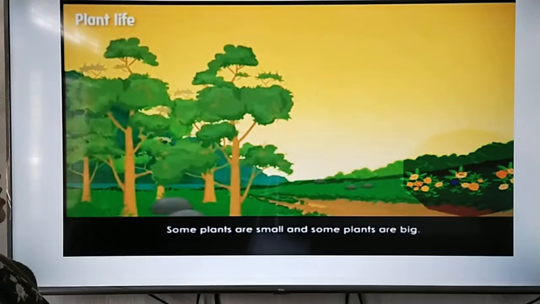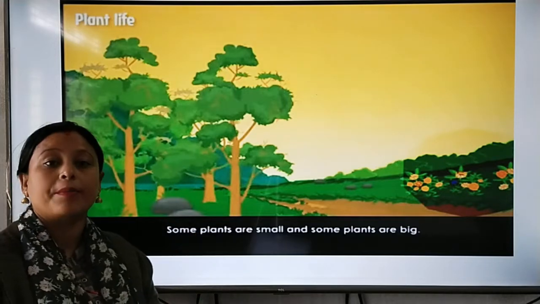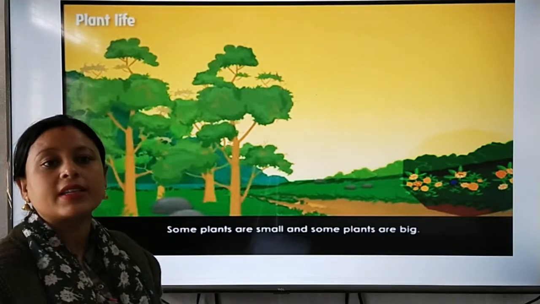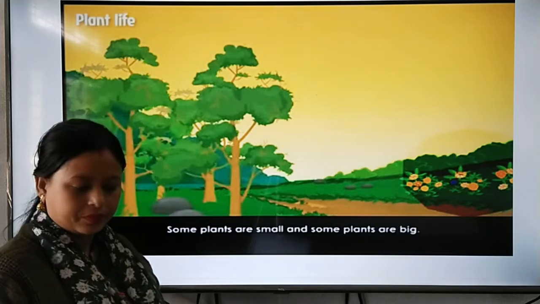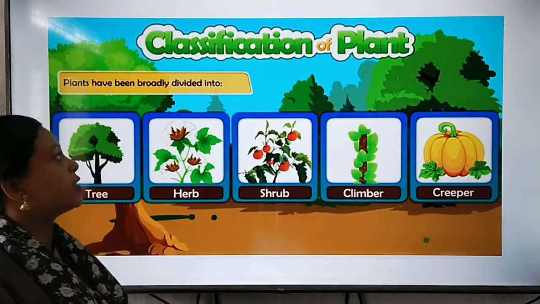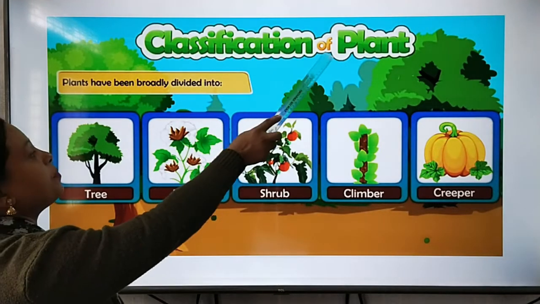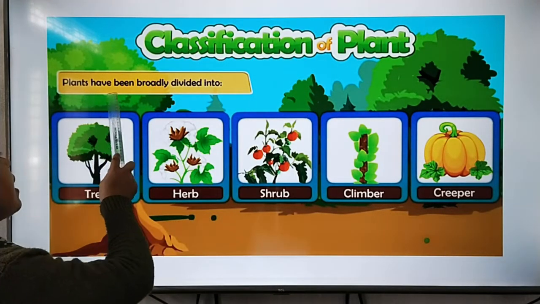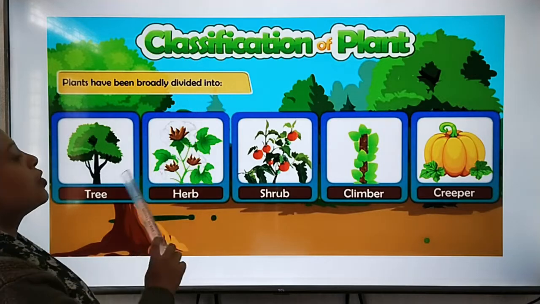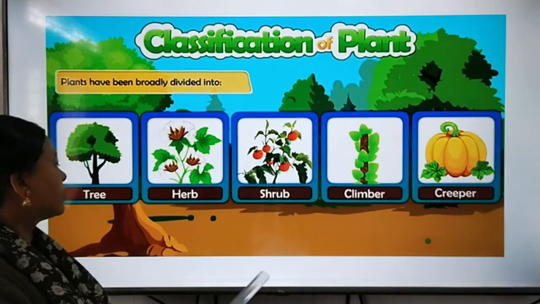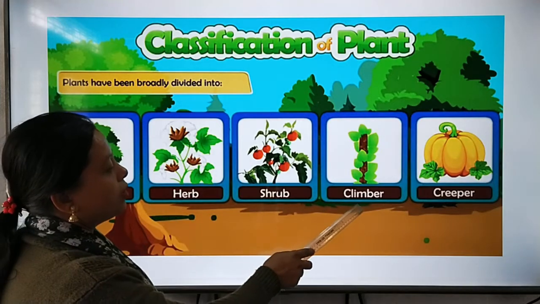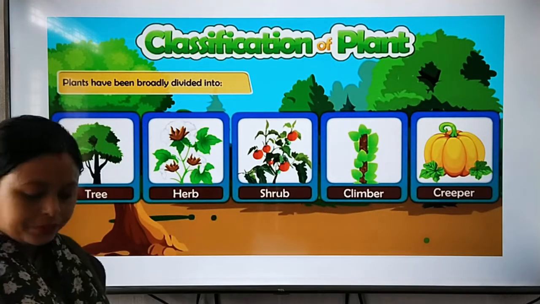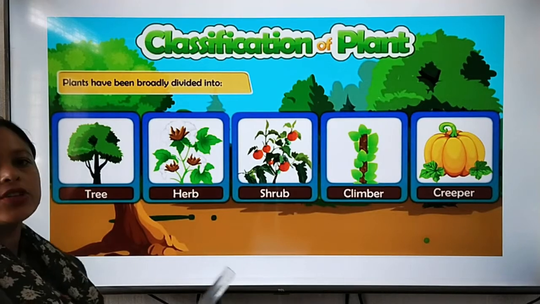Some plants are small and some plants are big, isn't it? Now, first of all, classification of plants. Plants have been broadly divided into 5 major groups, that is tree, herb, shrub, climber, creeper. Okay? Now, let us study each of them.